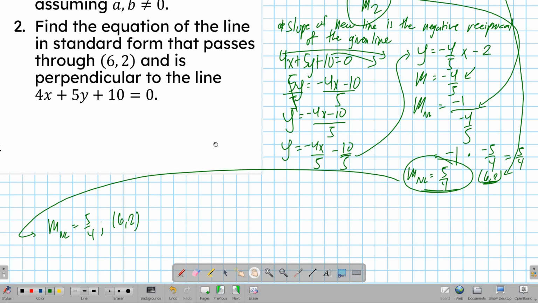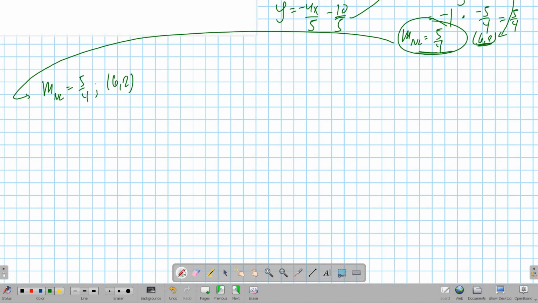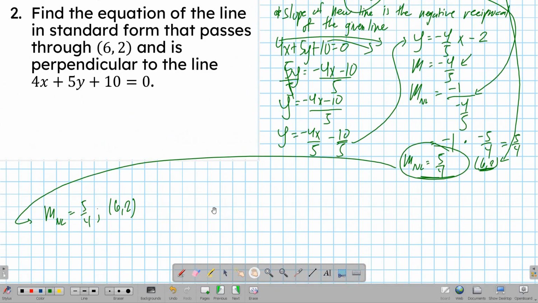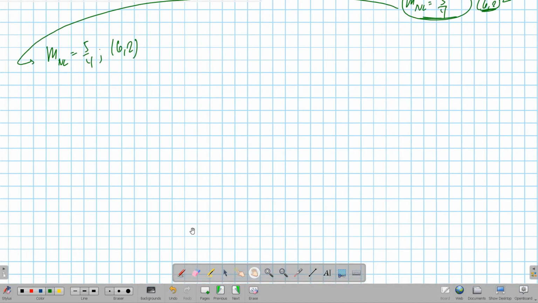So, therefore, we can now use the point-slope form to find the equation of this line. Kasi ang kailangan nating final ay standard form. So, we'll start first with the point-slope form, then turn it to standard form. In point-slope form, this becomes y - 2 = 5/4 (x - 6). Yan ang point-slope form. Now, we'll have to do algebraic manipulations so that we can write it in standard form.